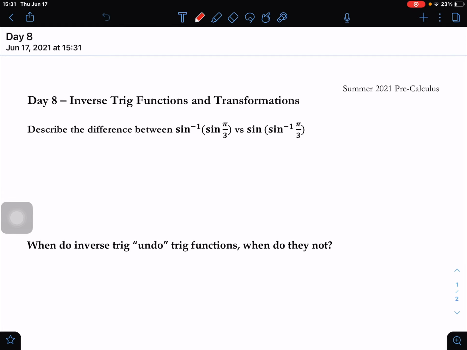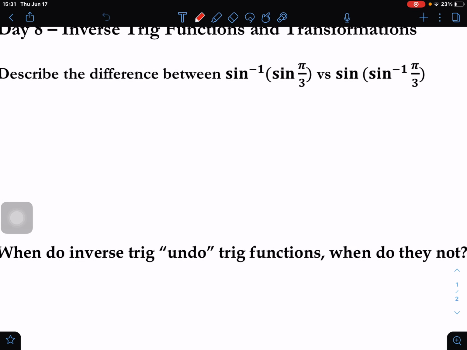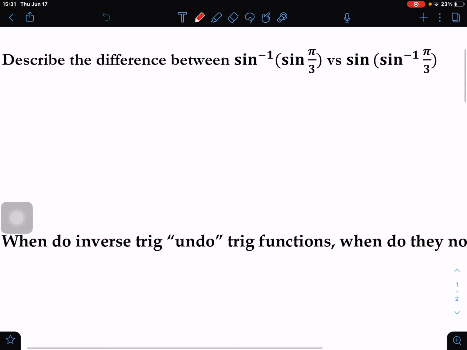Alright, so day 8, inverse trig functions and transformations. So this first one, we have to describe the difference between these two. So basically, the first one, we're first having to take the sine of pi over 3, and pi over 3 is 60 degrees. And the sine of 60 degrees, that'll just be the square root of 3 over 2.